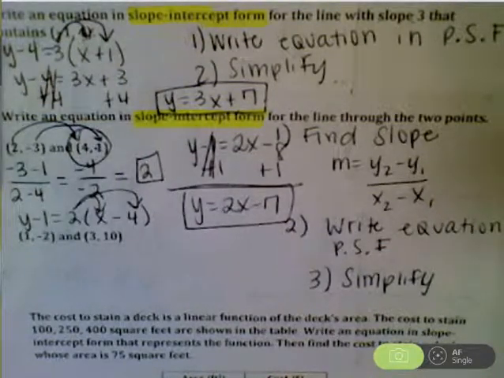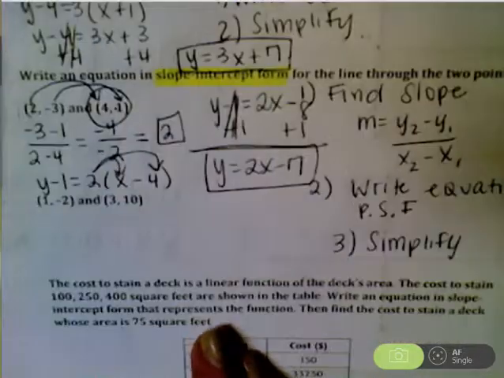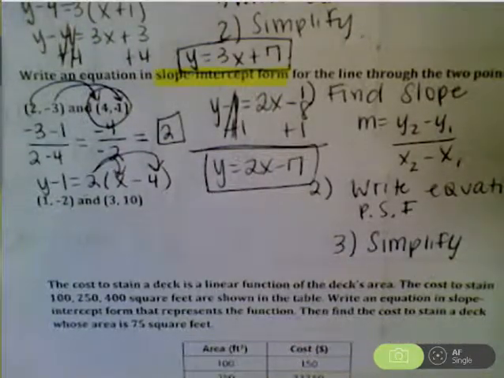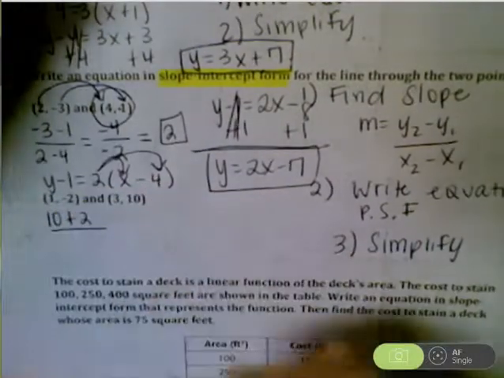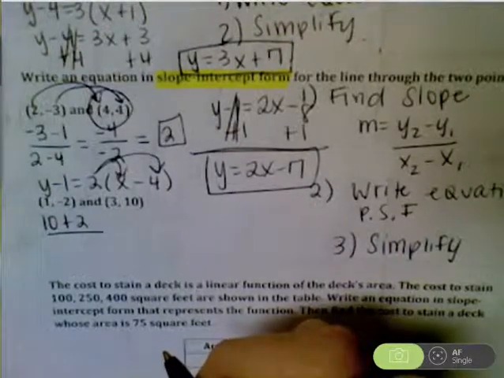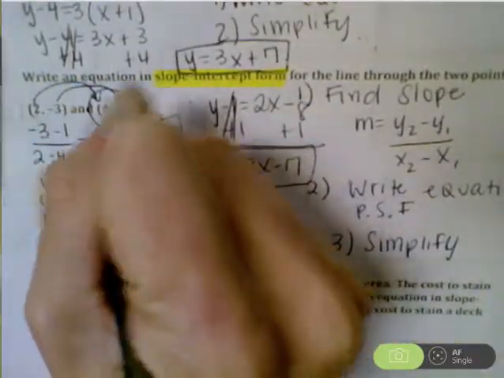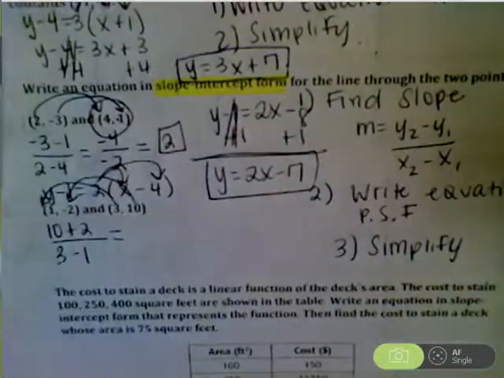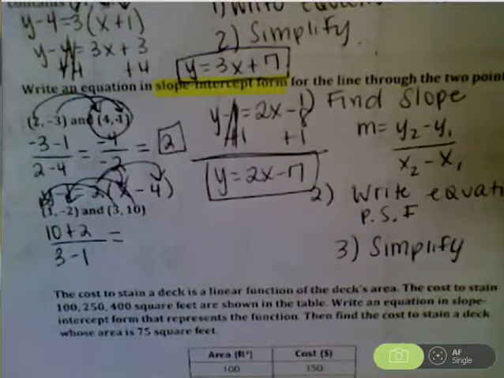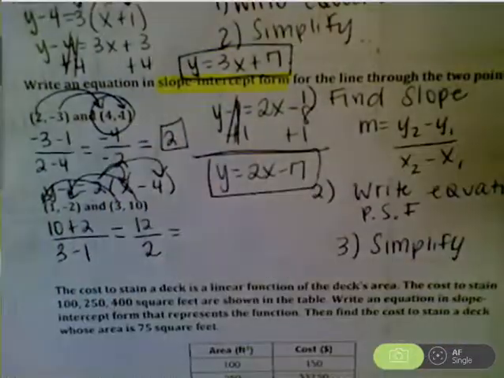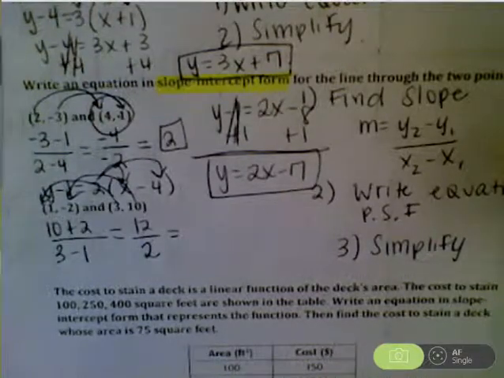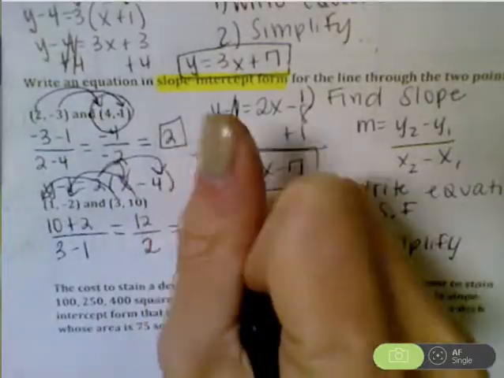Okay, let's do the next problem. It's the exact same type of problem. We're going to follow the exact same steps. First, we're going to find the slope. So, Christopher, how could I find the slope? So 10 plus 2 is 12, divided by 3 minus 1, which is 2. 12 divided by 2 is 6, so the slope is 6.